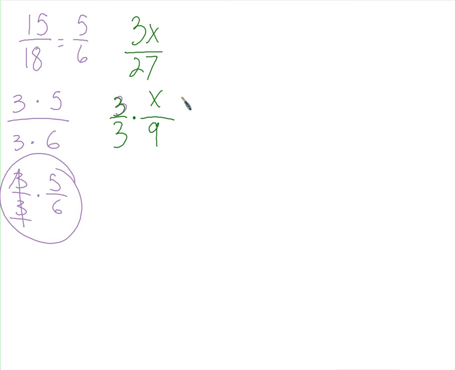3 times x is 3x. That's what 3 times x, or 3 next to x, means. And 3 times 9, of course, is 27. We know our multiplication, at least of small numbers. So yes, this product is equal to this fraction, and what's 3 divided by 3? It's 1 still, and x over 9 is apparently a simplified version of 3x over 27.